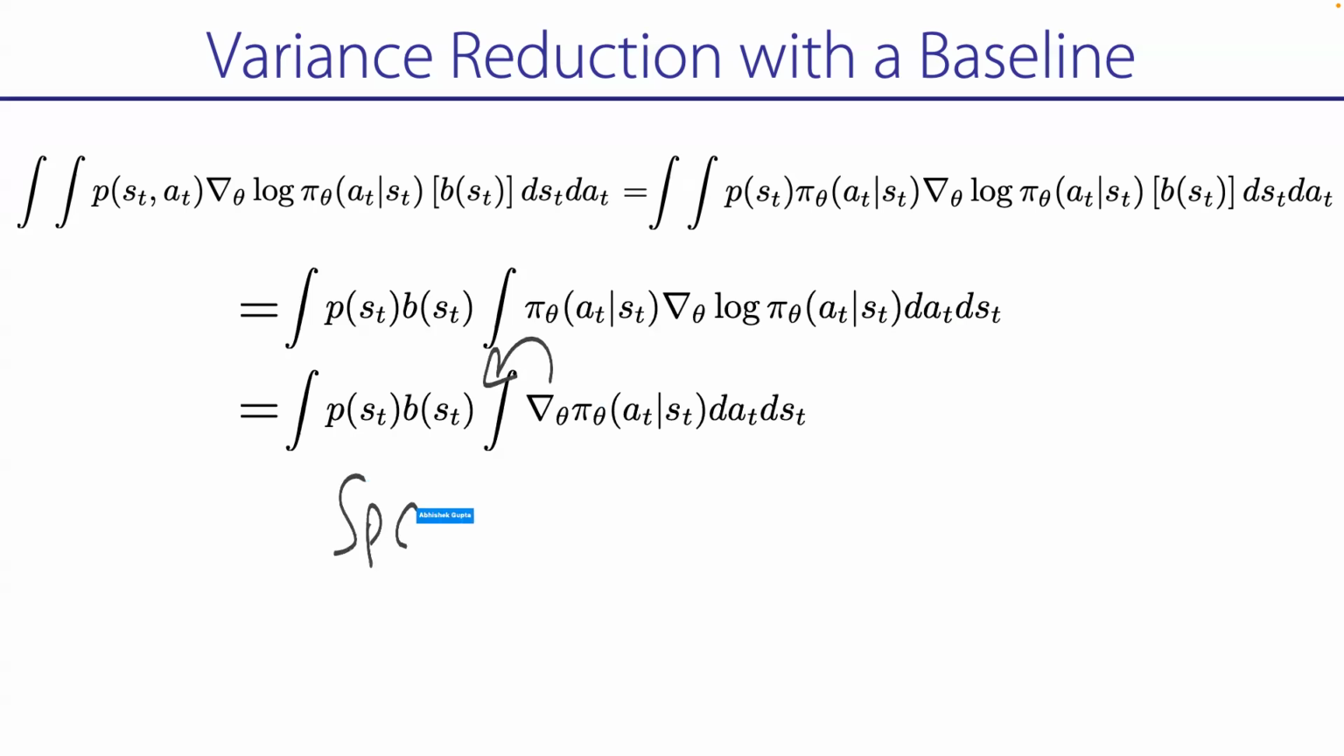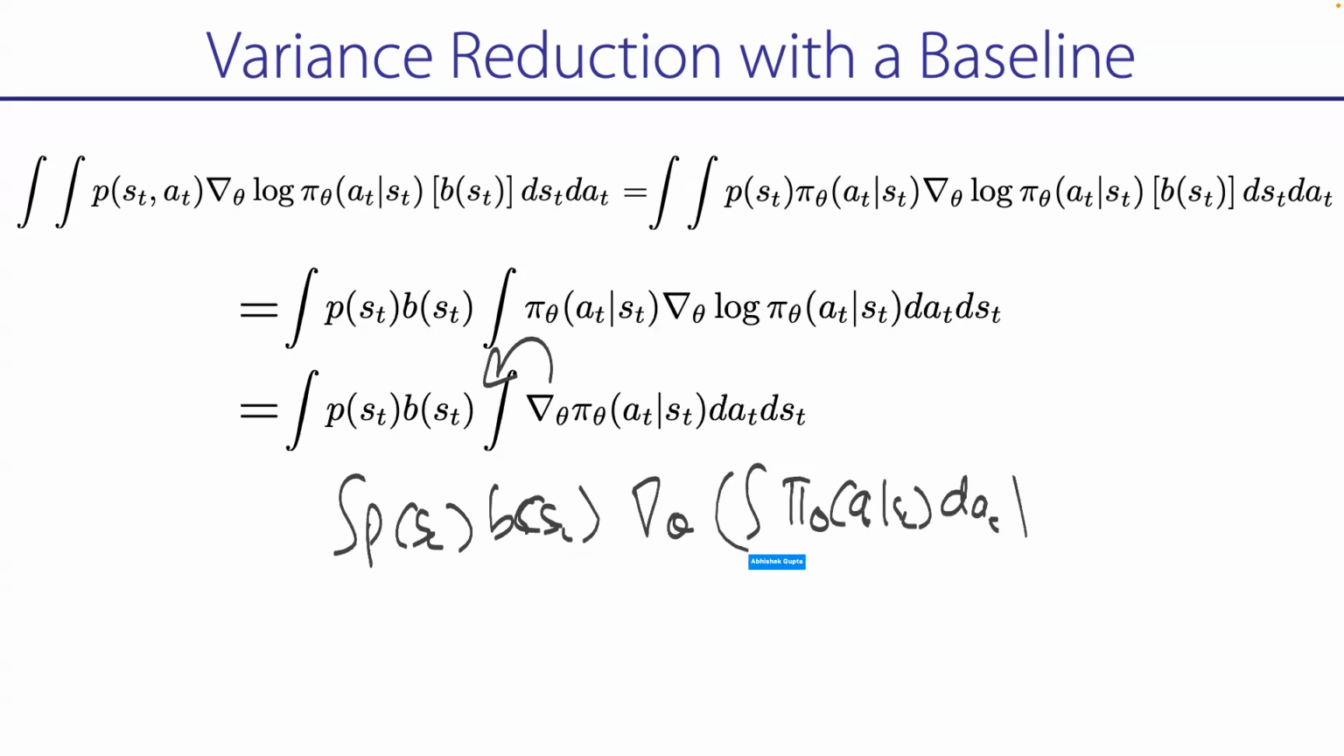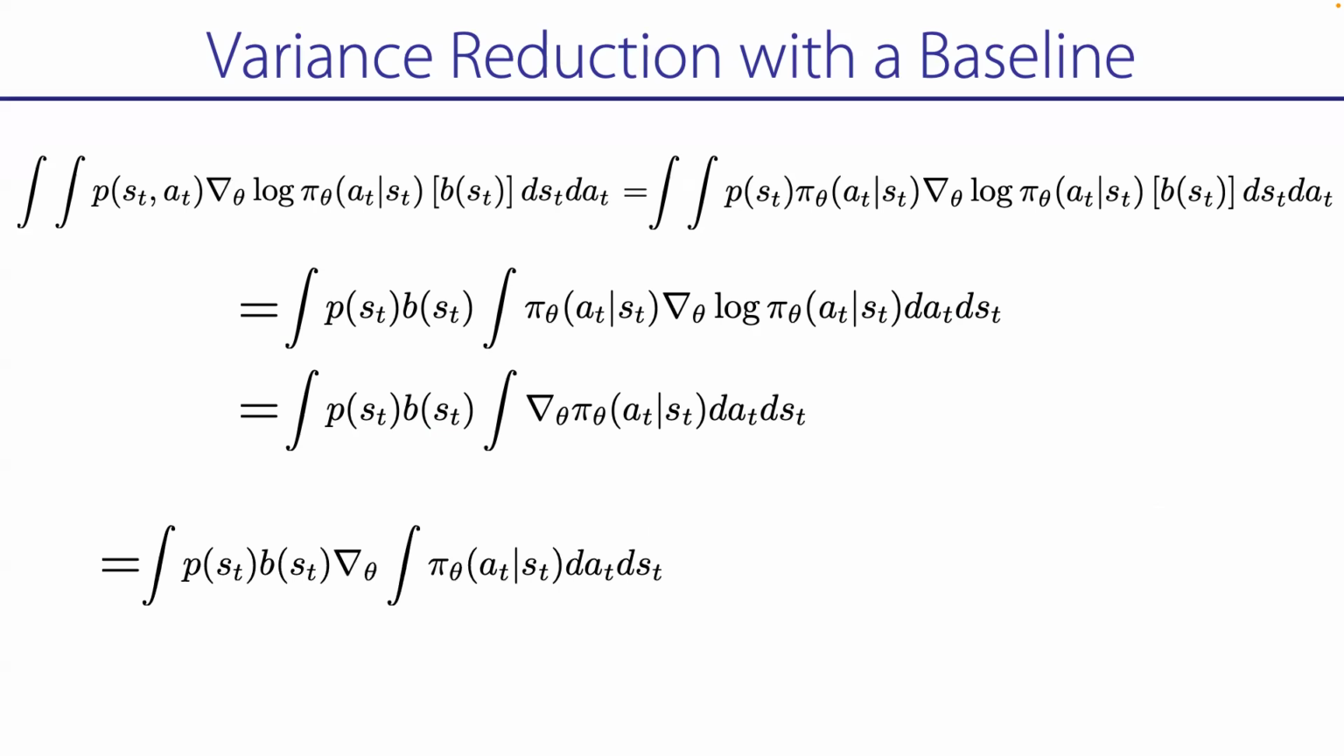So you get the integral of P of st, the gradient of the integral of pi theta given st, dAt dst, right? And now you have the integral of pi theta. Pi theta is a probability distribution, so the integral is 1, right? And so now you have the gradient of 1, which is 0. The trick is you just need to pull out the terms that don't depend on A, and then you take out the gradient, and then you have an integral of probability, which is 1, then you have grad 1, which is 0.